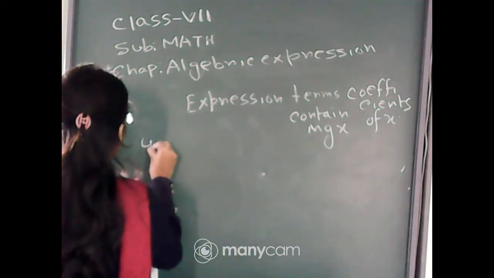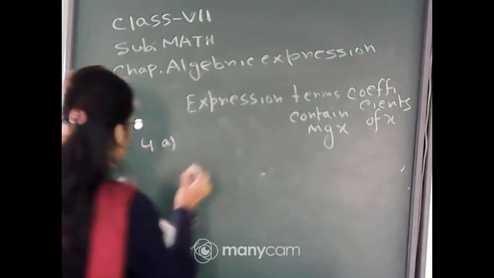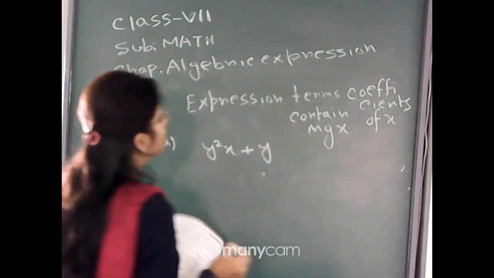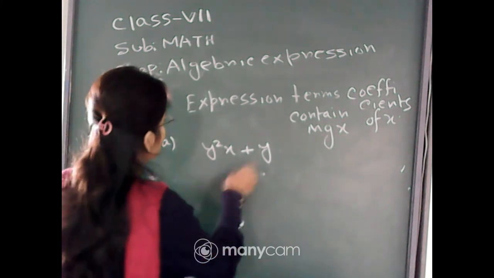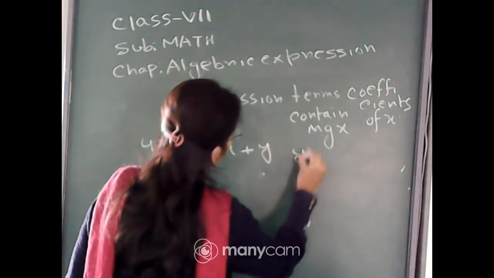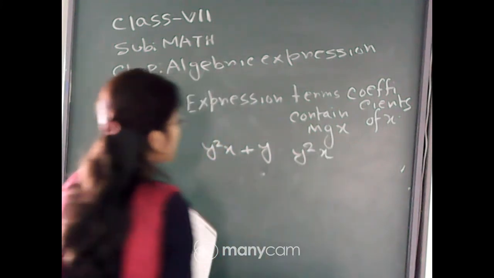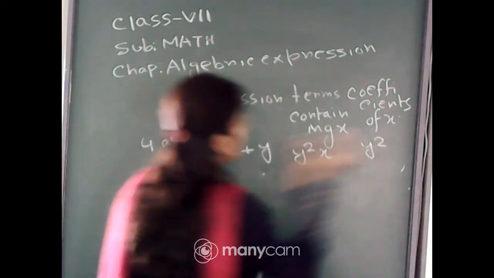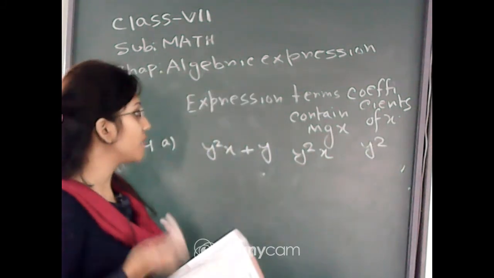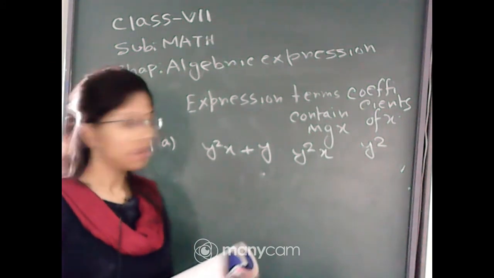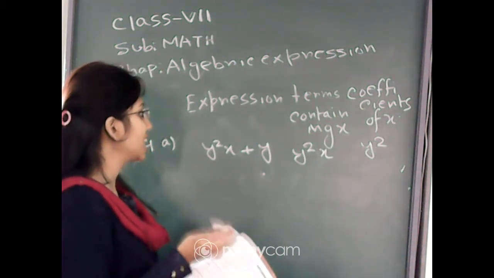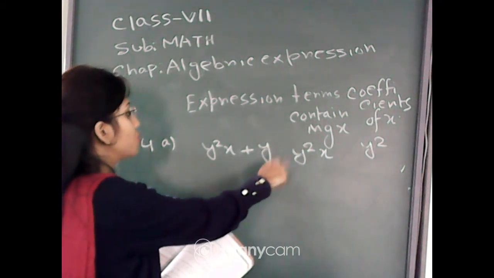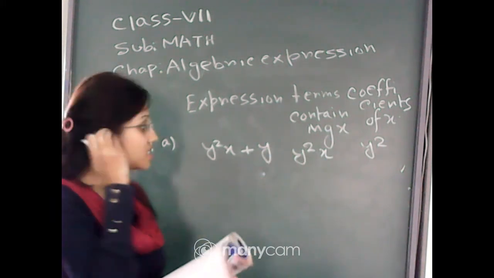First, question 4a. Here the algebraic expression is y square x plus y. Now the term containing x in this algebraic expression is y square x. Therefore, the coefficient of x is y square, since a coefficient may be a numerical factor or an algebraic factor. In this algebraic expression, the term containing x is y square x and the coefficient of x is y square.